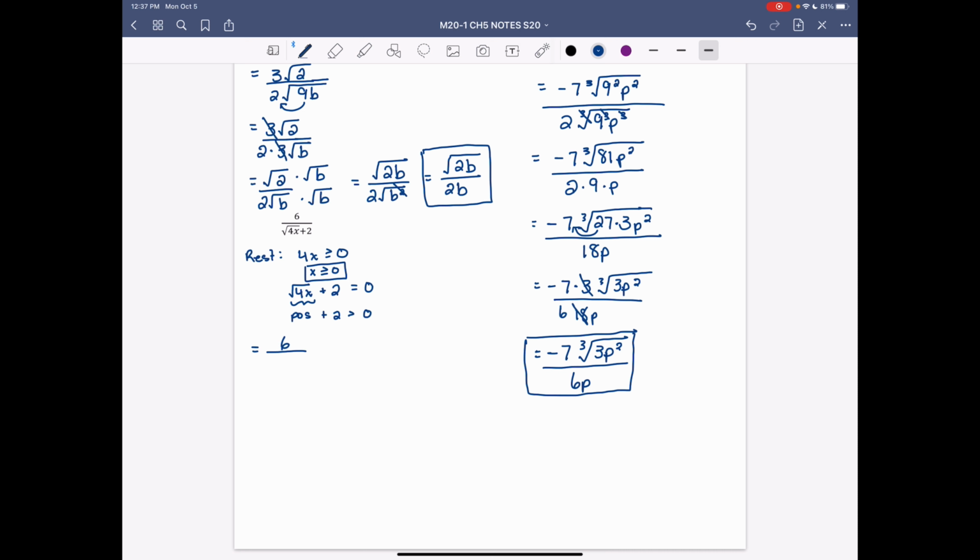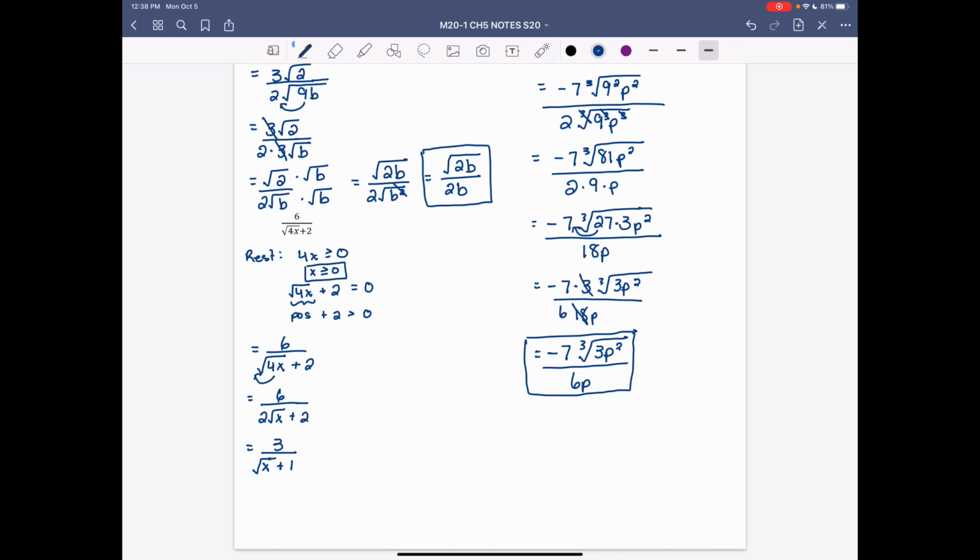Simplifying, 6 over square root of 4x plus 2. I see that I can simplify my root. It's a 4, square root of 4. I can take that out and we get 6 over square root of 4 is 2 square root x plus 2. And then I see that I can divide my coefficients. I have 6, 2, and 2. I can divide all of those by 2 to reduce our expression to 3 over root x plus 1.